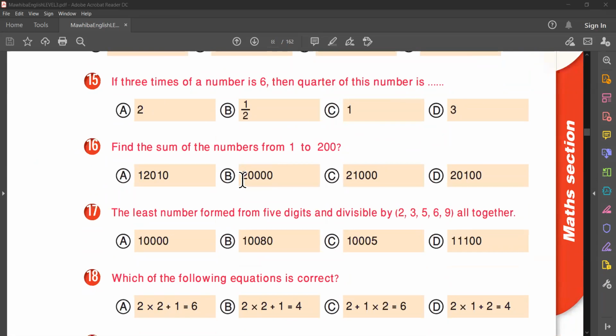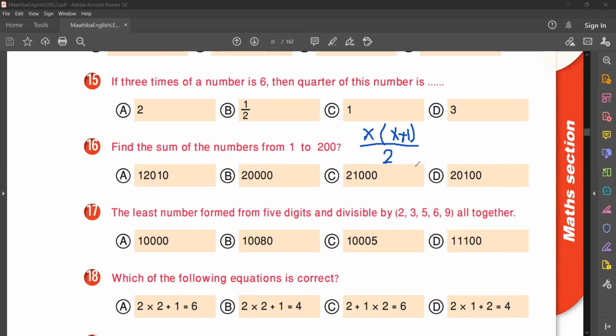Find the sum of numbers from 1 to 20. Okay, please write the rule or the formula. How to find the sum of the numbers from 1 to 20? How to find the sum? To find the sum, you have a rule, or I have another way by your mind. If you have a rule, what is the rule? You can write this rule: to find the sum from 1 to x, it is x times x plus 1 over 2. So we can find the sum.